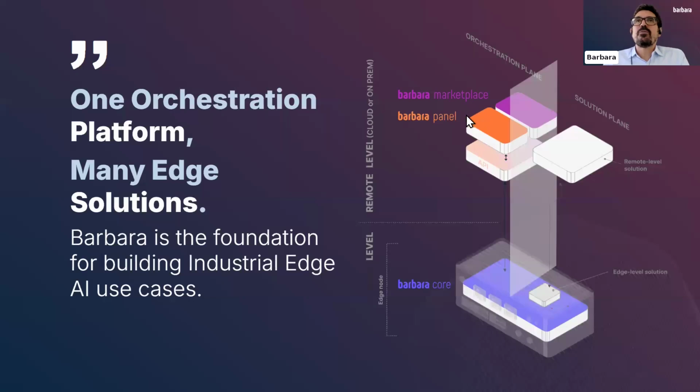And above the API, we have Barbara Panel, which is the interface we are going to use to manage everything, okay, using Barbara, and also the marketplace. And the marketplace is just an application hub, okay, that contains over 150 different applications ready to be deployed in the Edge node. Okay, so here you can see that we will use Panel to manage the devices and also to select applications from the marketplace and install them here.